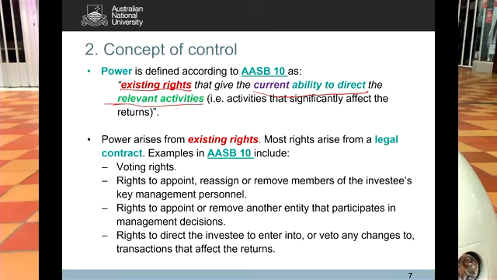The typical one would be voting rights. And they have the rights to appoint, reassign, or remove members of the investee's key management personnel. The rights could also include the rights to appoint or remove another entity that participates in management decisions. And those rights could be the rights to direct the investee to enter into, or veto any changes to, transactions that affect the returns. So the power arises from such existing rights.